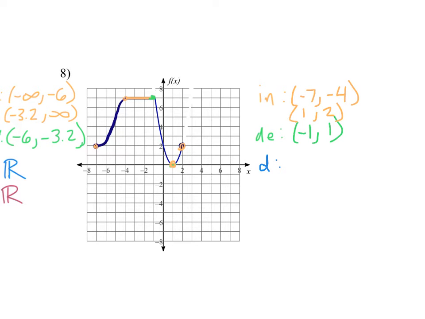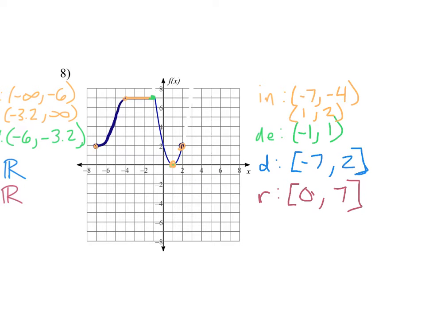What would our domain be here for this graph? Negative 7 to 2. Do we put brackets or parentheses? Brackets. Perfect. Negative 7 to positive 2, and we put brackets. What about our range? 0 to 7. Do we put brackets or parentheses? Brackets. 0 to 7. Any questions on this one?